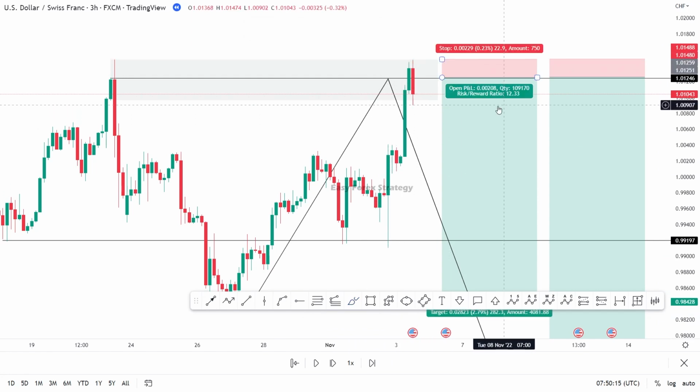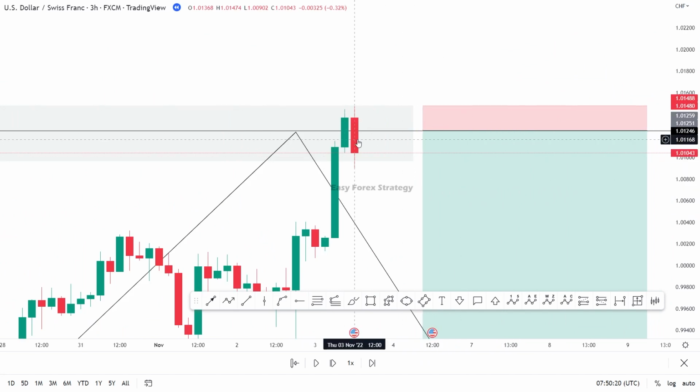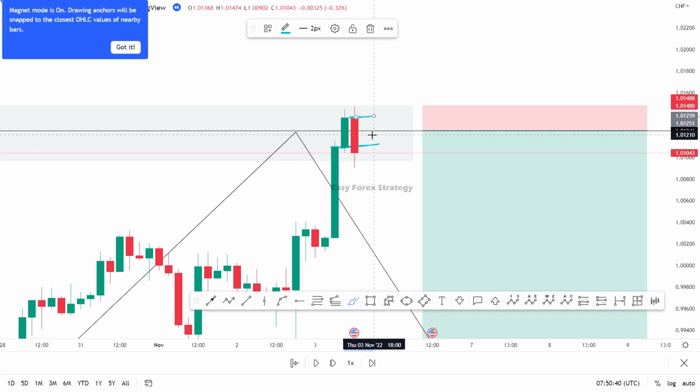So right now, we need to wait for this candlestick to close. If it closes with a bearish engulfing candle, that means our entry will be at this low here. But if it does not close with an engulfing candle, that means our entry will be here. I hope you understand it. So let's wait for the market to close with a bearish candle on the zone.